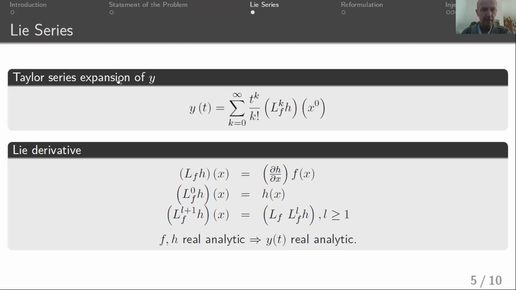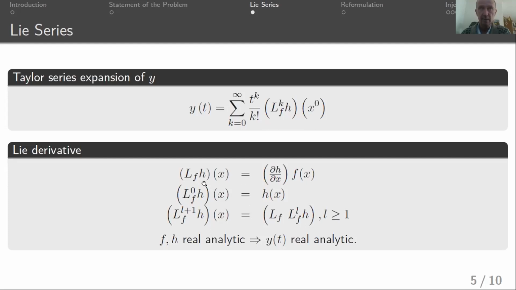First of all, like in the linear case, we have a series expansion for the output, the Taylor series expansion, and this is called here the Lie series, named after Sophus Lie, approximately 140 years ago. He stated this connection. This is simply a Taylor series with respect to time, and the coefficients are these Lie derivatives. And the definition is given here.